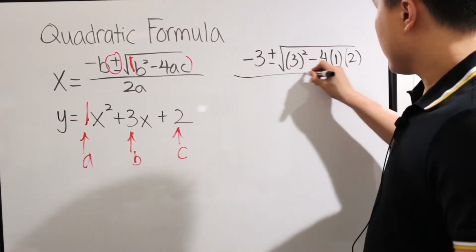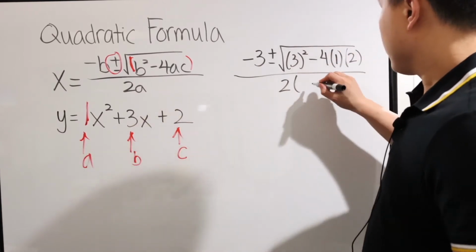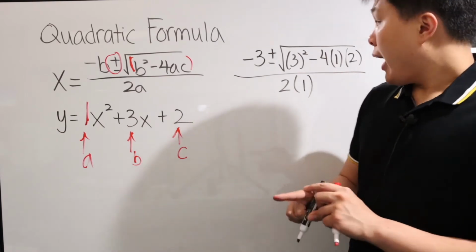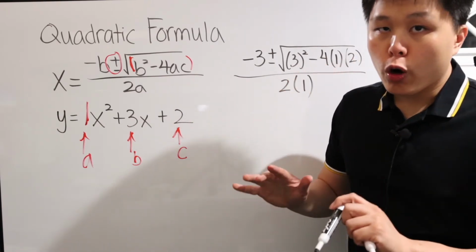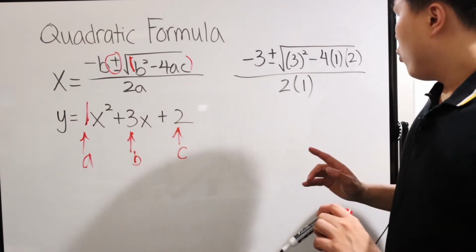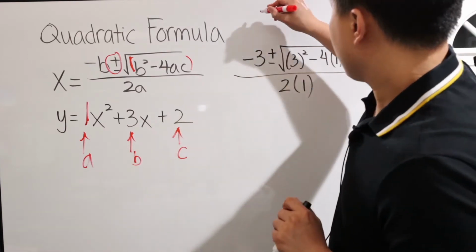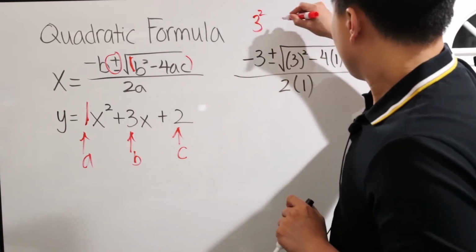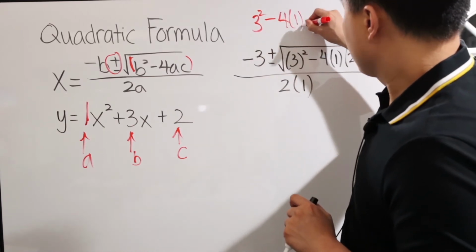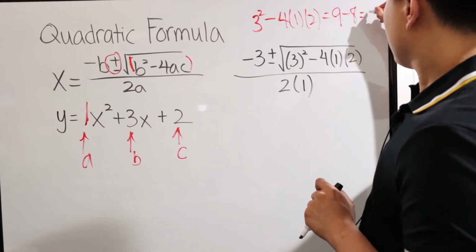This whole thing is going to be divided by 2 times a, which is our invisible 1. There it is. Simple as that, right? Now, before anything, at this point, you already sort of know how the graph is like. How many x-intercepts are there? Well, if we look at the inside, 3 squared minus 4 times 1 times 2. That's just 9 minus 8, which is 1.